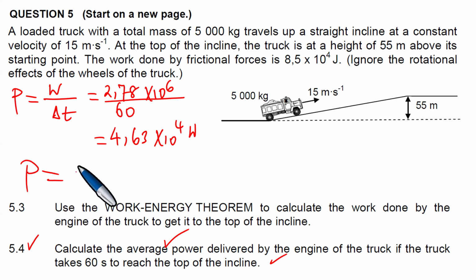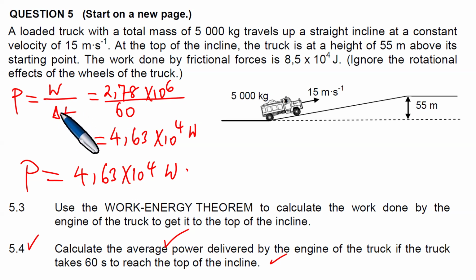What is the power? The power is 4.63 times 10 to the 4th power watts. This is exactly what we have. And this is the average power delivered by the engine of the truck if the truck takes 6 seconds to reach the top of the incline. If it takes 60 seconds, it's like it's taking only 1 minute to reach the top of the incline.